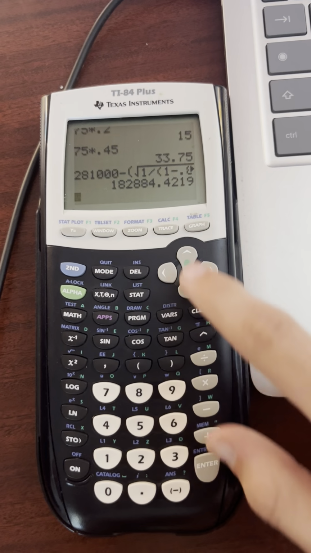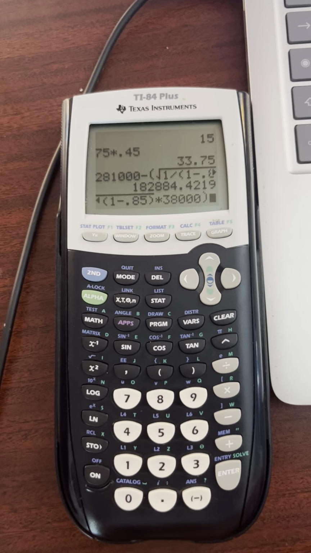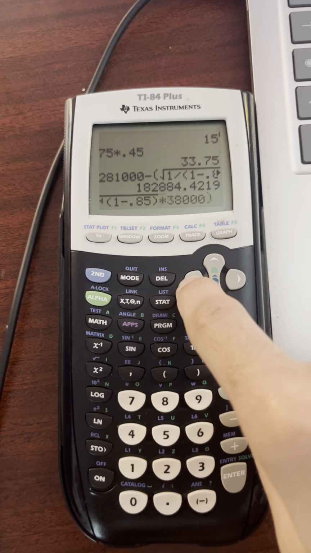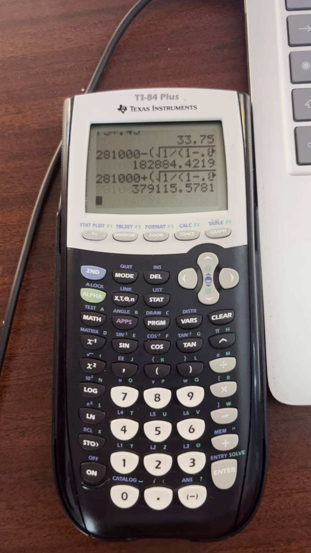So let's flip this. The easiest way to do this, since we want to find the upper limit, is to go back up, scroll all the way to the left, and use plus. And now this is going to give me my upper limit.